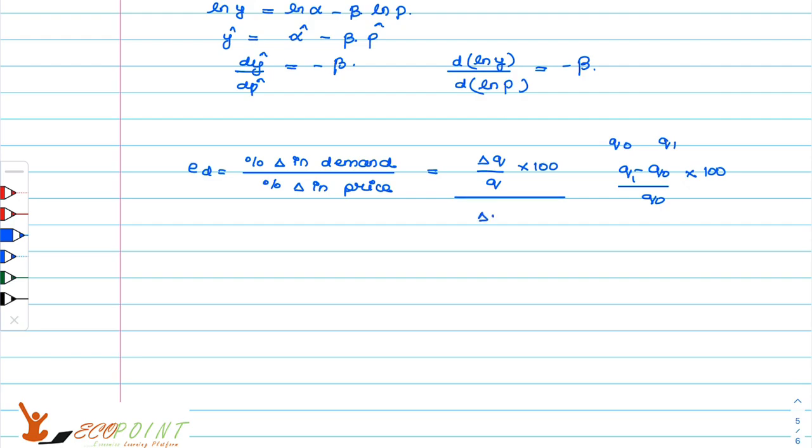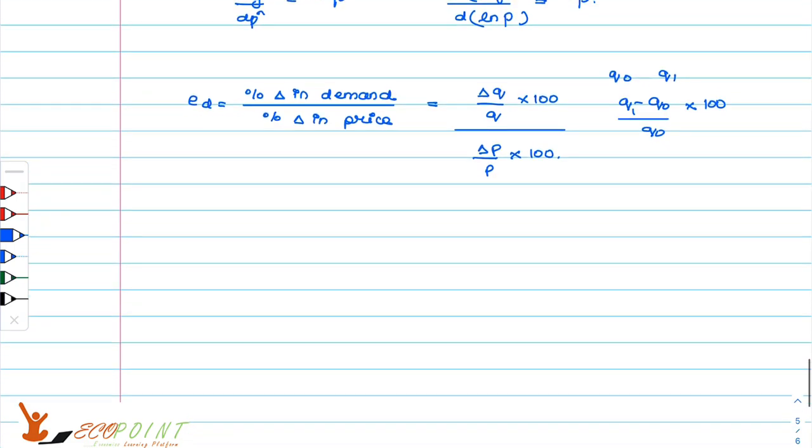Similarly, the percentage change in price could be written as this. So this 100 will get cancelled out. You get delta Q by Q into P by delta P. So what is this? Delta Q by delta P into P by Q.